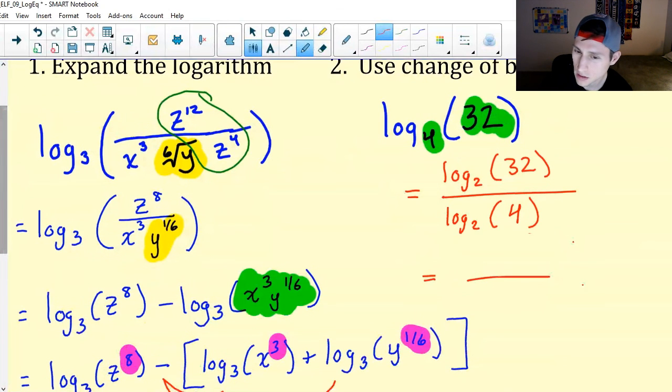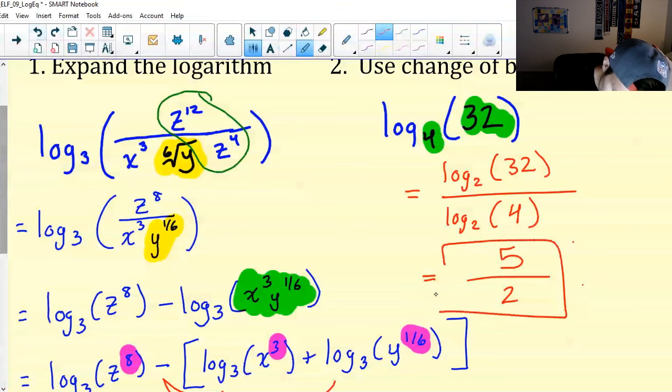2 to what power gives us 4? Well, 2 squared is 4. So the denominator is 2. And in the numerator, 2 to what power makes 32? Well, maybe you need to think about that for a second or count on your fingers or whatever. So 2 times 2 would be 4. 4 times 2 is 8. 8 times 2 is 16. And 16 times 2 is 32. So that's 5. So 2 to the 5th power makes 32. So my answer is 5/2.